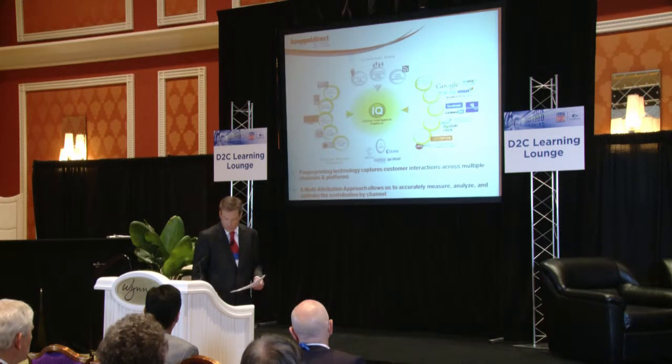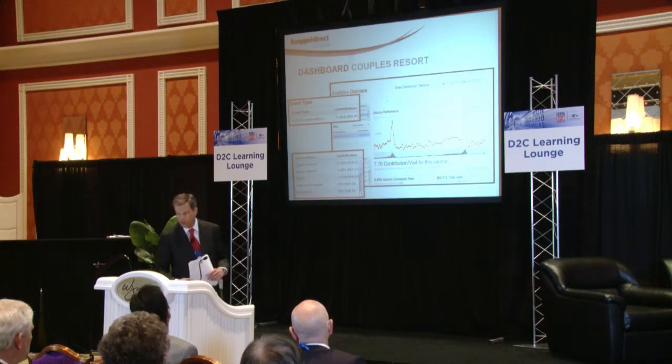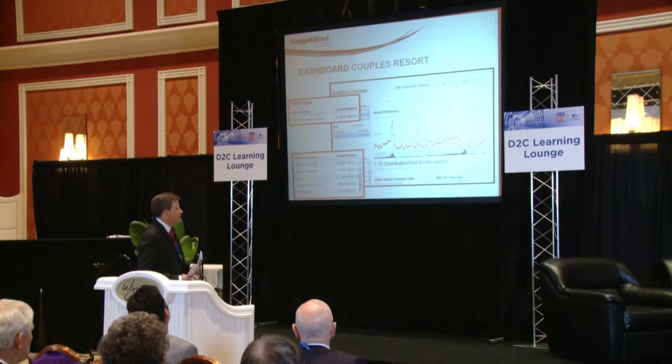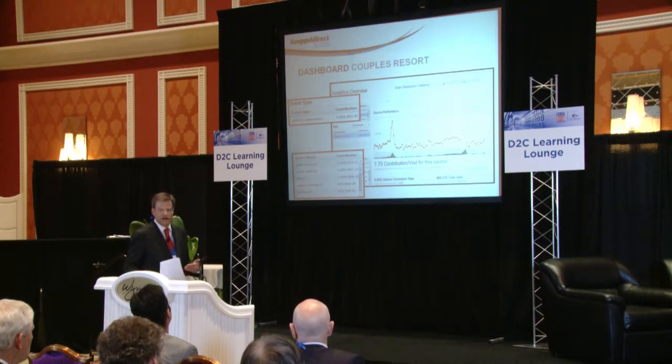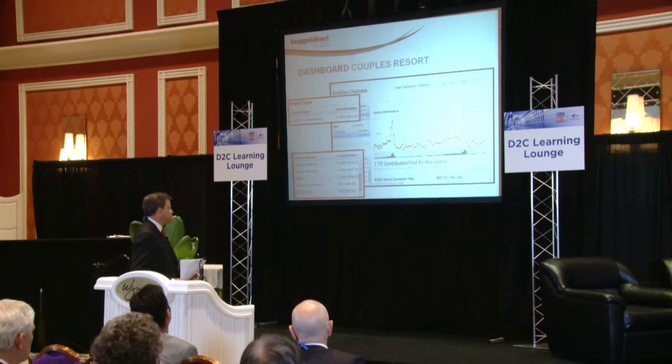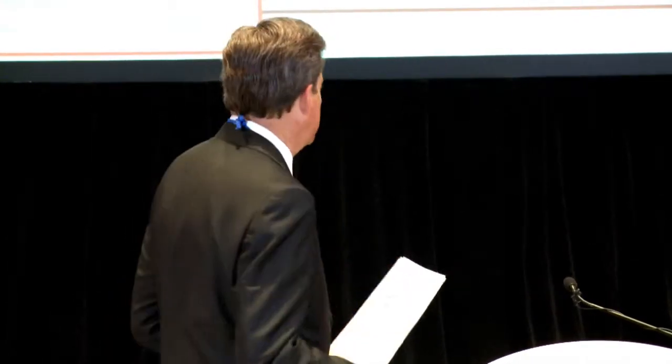So let's drill down a little bit more. I'll show you exactly what this looks like for an actual client. This is a dashboard for a couples resort. You can see here, it actually pulls in the information by source, by online channel. It'll show you the actual dollar volume contribution of confirmed reservations from organic brand, social networking, direct, organic non-brand, pay-per-click, and it accumulates all that data so you can look at the total overall contribution.